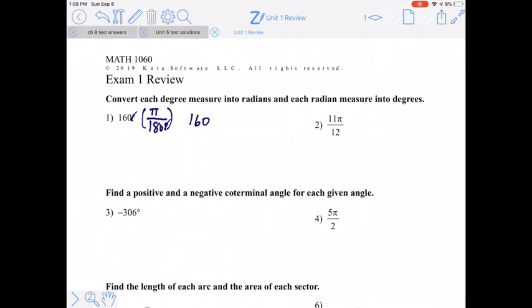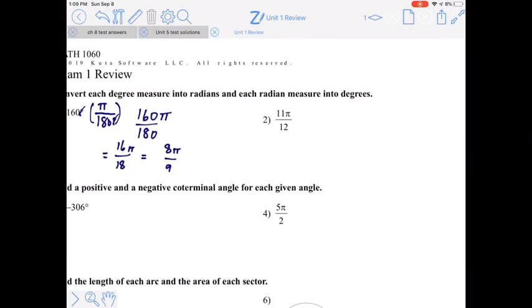We have 160 pi over 180. And then if you simplify that fraction and keep it in terms of pi, you're going to have 16 pi over 18. Keep simplifying that down. We're going to have 8 pi over 9.